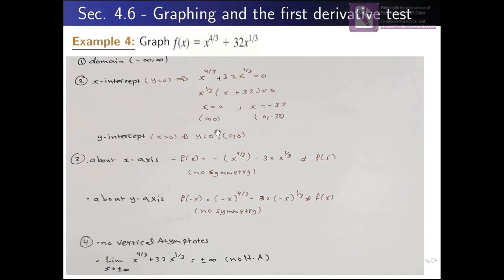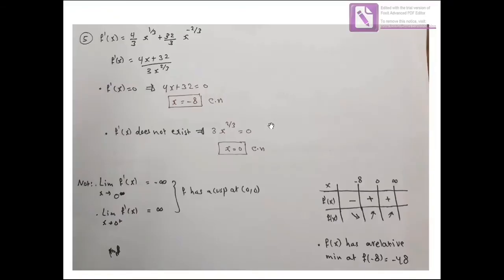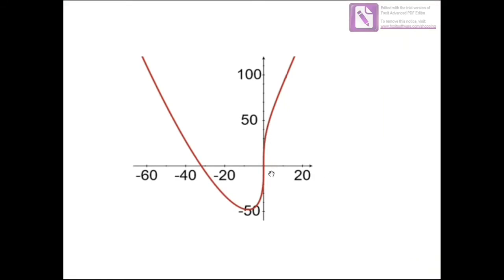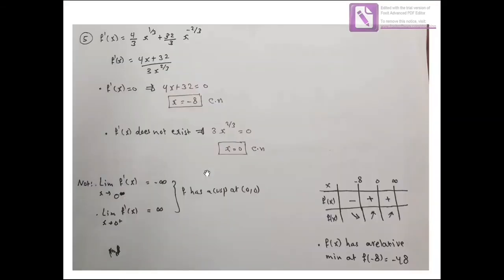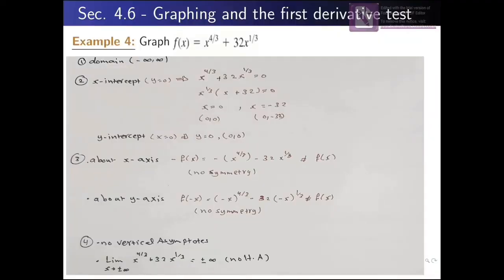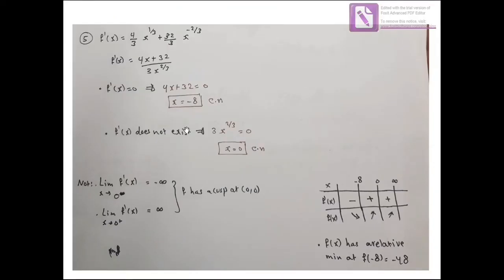So we have the x-intercept (0, 0) and the y-intercept (0, -32). So here we have the point (0, 0). Here we have (0, -32). Then there is no symmetry about the x-axis or y-axis, no horizontal, no vertical asymptotes. Then we need to draw something here.